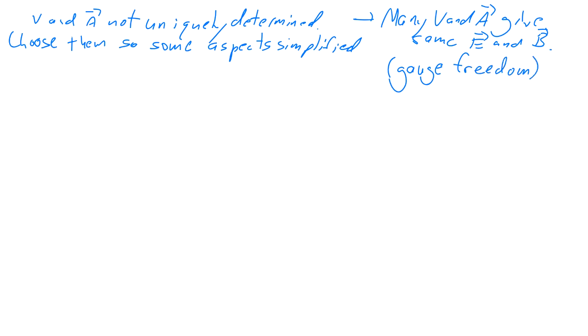Gauge refers to the fact that we have these extra degrees of freedom that aren't physically relevant, but the fact that they are present can in fact inform symmetries of our fields. So here, let's write them down again, just to recap. B is the curl of A, and E, our electric field, is the negative gradient of V minus dA dt as well. That's a new part, right?